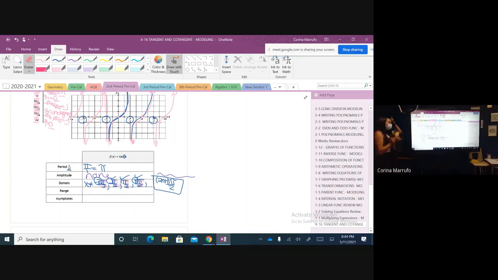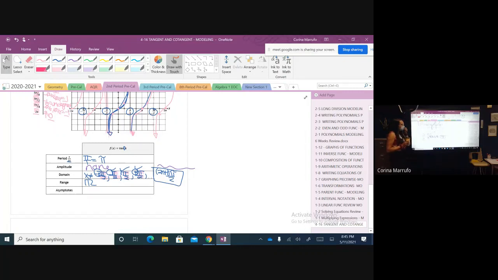The range, so our range is how low our graph goes and how high it goes. So if you notice, our graph points down forever and then it continues on up forever. Okay, there's no gaps in our y values. So for our range, it's going to be all real numbers. Okay, and that'll be for all of our tangent and cotangent functions. It'll always be all real numbers.